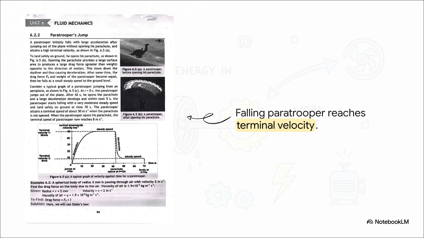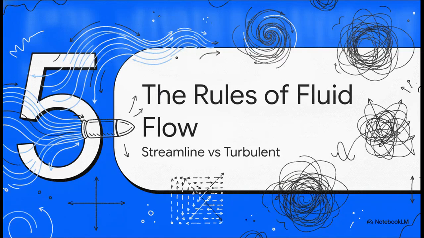Eventually, you hit terminal velocity, the exact moment the downward pull of gravity perfectly balances the upward push of drag. Right then, their net acceleration, measured in meters per second squared, drops to 0, and their velocity locks into a constant rate. When they deploy the parachute, bam! That massive surface area creates a huge spike in drag, rapidly slowing them right down to a new, much safer terminal velocity for landing.